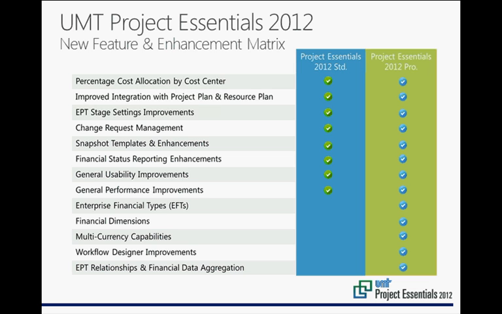You also have the ability to define additional financial dimensions. You can think of financial dimensions as budget, actual, and forecast. So again, now you have the flexibility to define additional financial dimensions. Could be a phase 1 budget, a phase 2 budget. You could have a budget at a project level, a project at a program level, a budget at the organizational level. Lots of flexibility around defining financial dimensions. We are truly excited about the multi-currency capabilities included in UMT Project Essentials 2012. And again, we'll take a look at those in the demonstration today.